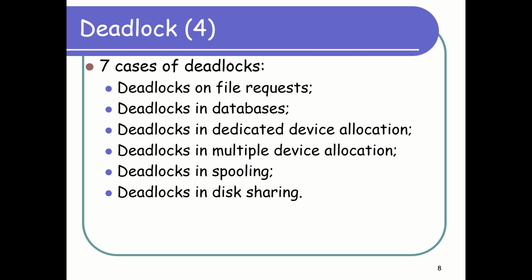So there are 7 cases of deadlocks: deadlocks on file requests, databases, dedicated device allocation, multiple device allocation, spooling, and disk sharing. We will go one by one through all these 7 cases of deadlocks.